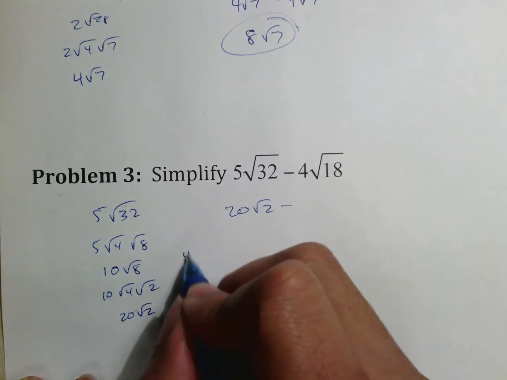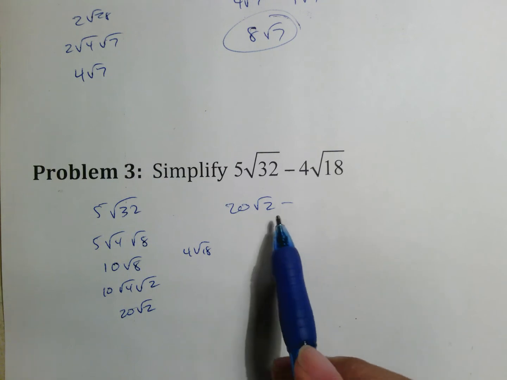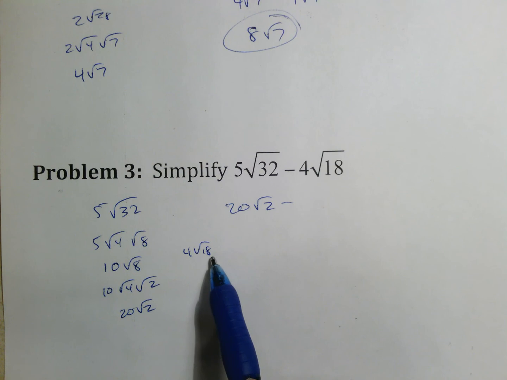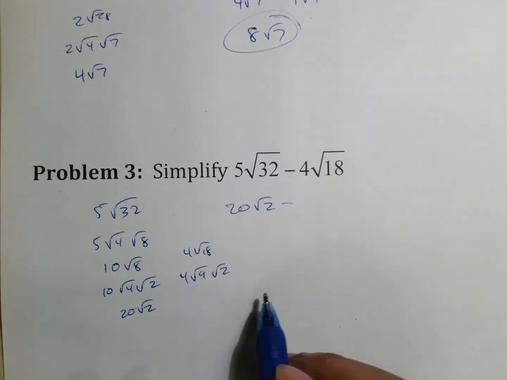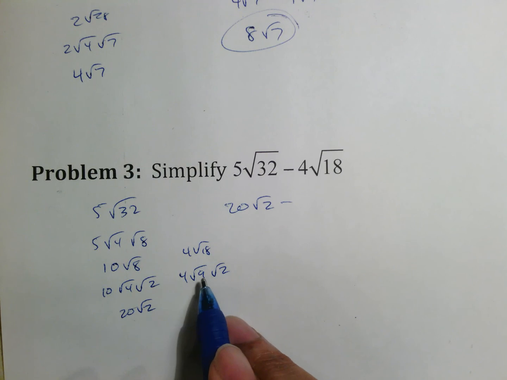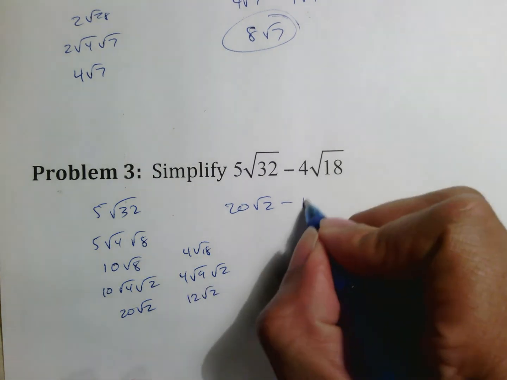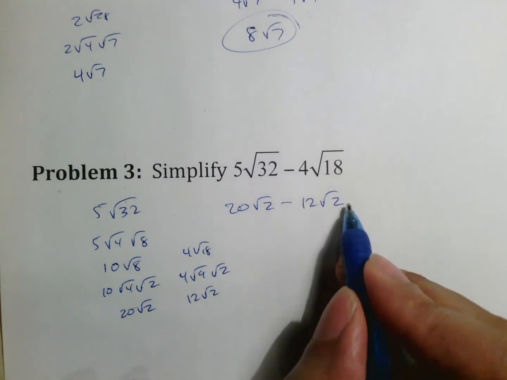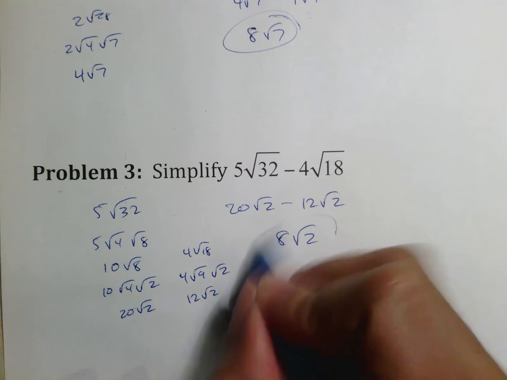4 root 18. Here's the trick. If I know that this has a root 2, I can just do a real quick check to say 2 times what equals 18. We'll notice that the answer is 9. So it's 9 and 2, because remember that's the special number. 9 turns into a 3, which multiplied by 4 makes 12 root 2. And then in the end, 20 root 2 minus 12 root 2, these are like roots. 20 minus 12 is 8 root 2.